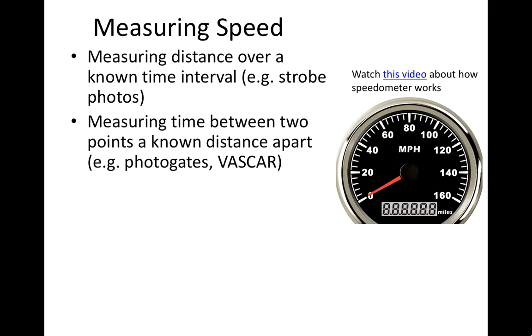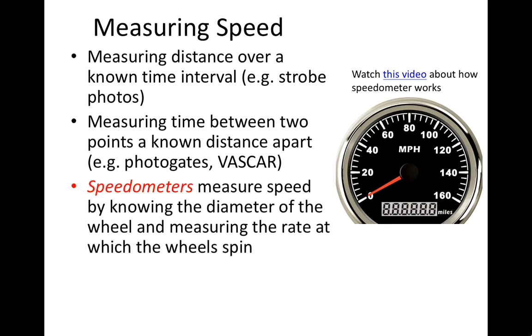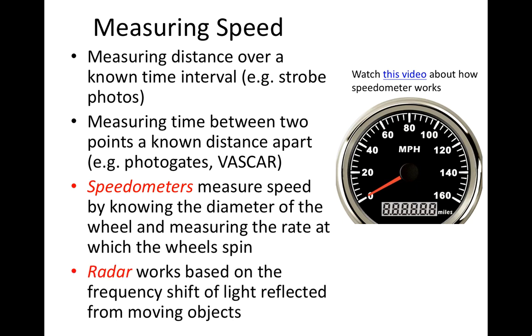Speaking of a car's speed, every car manufactured today features a speedometer. A speedometer measures the speed of a car based on the diameter of the car's wheels and the rate at which the wheels spin. Finally, radar can measure an object's speed. Radar works by analyzing a frequency shift of light that gets reflected from a moving object.